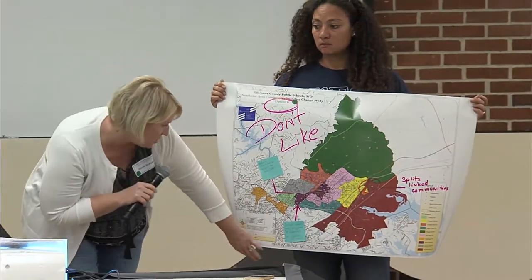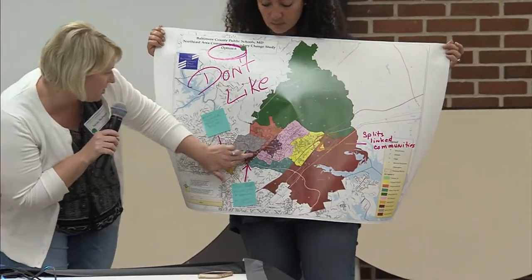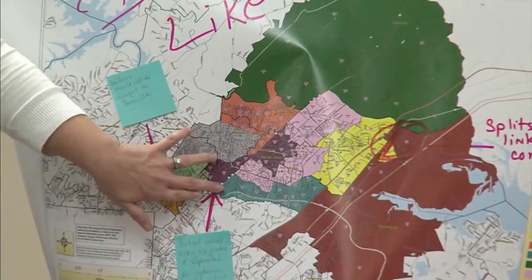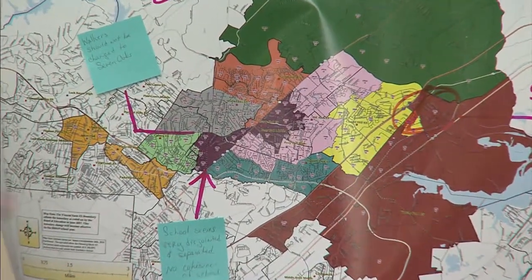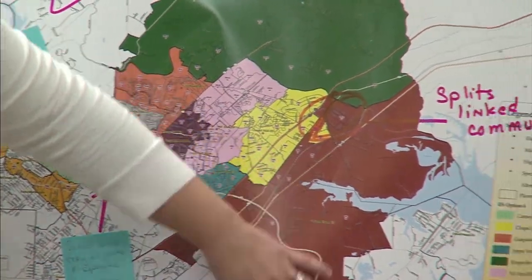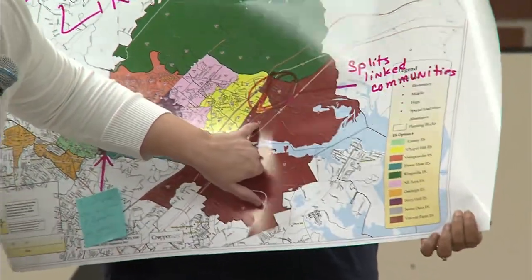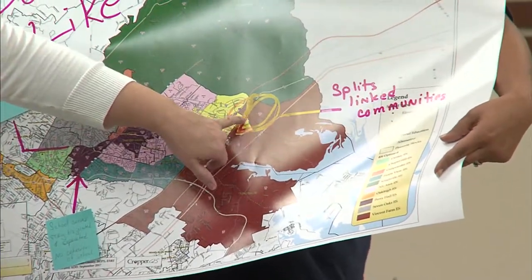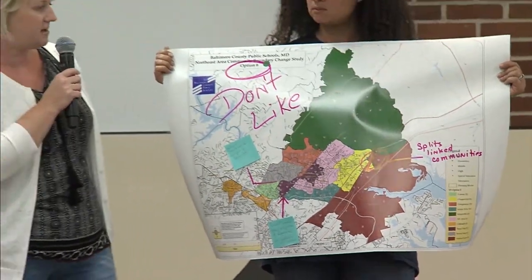And then, right in this, I'm not quite sure, I guess this is Perry Hall Elementary School. We didn't like how it was very wide here, and then it gets very small and fans back out again. That just seemed kind of disjointed. And then we liked how, let's see, communities. Forget what we were saying. This one, I forget what our note means, but it says splits linked communities. Yeah, we didn't like that it split it. So that was option 6.